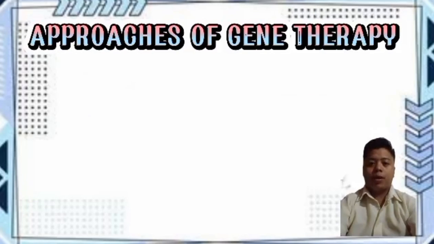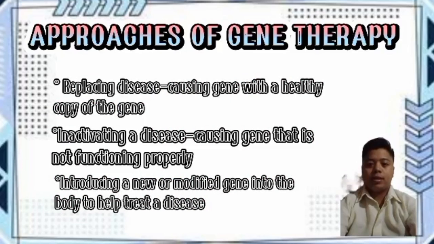Gene therapy works by replacing or inactivating disease-causing genes. In some cases, gene therapy introduces new genes into the body to treat a specific disease. With gene therapy, doctors deliver a healthy copy of a gene to cells inside the body, and this healthy gene may replace a damaged or mutated gene, inactivate a mutated gene, or introduce an entirely new gene.